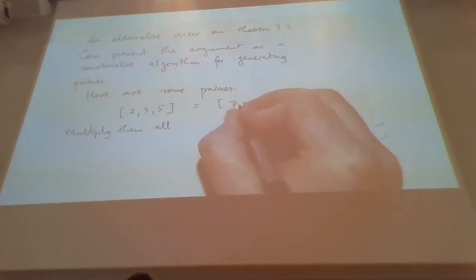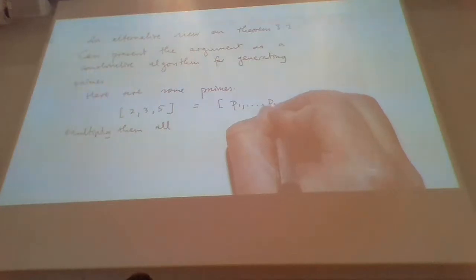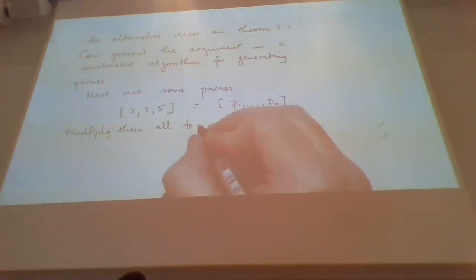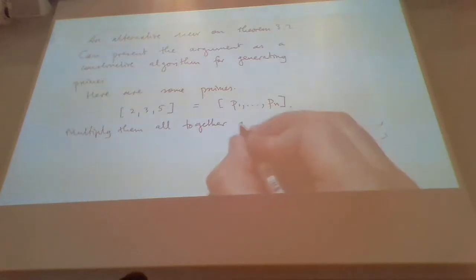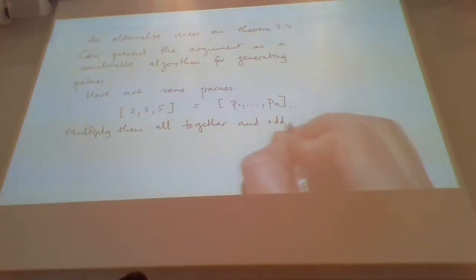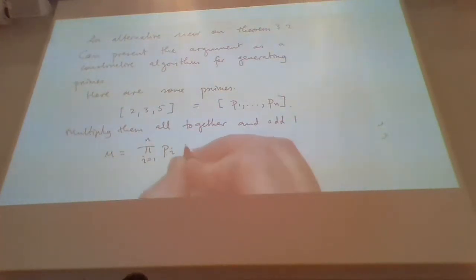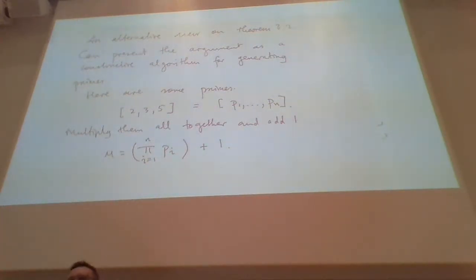So let's say that's our P1 up to Pn. At the intermediate stage, you've got some primes. You multiply them all together and add 1. So you produce m, which is the product from 1 up to n of the primes you've already got, plus 1. So we're not doing proof by contradiction here.